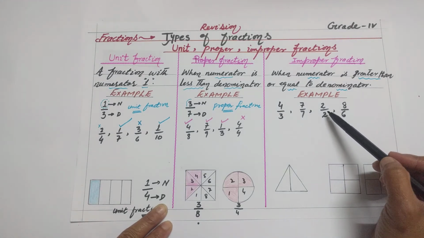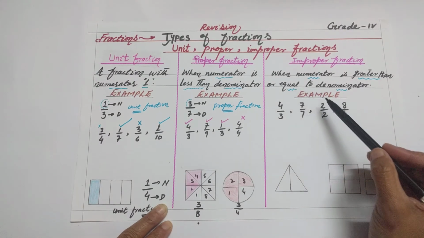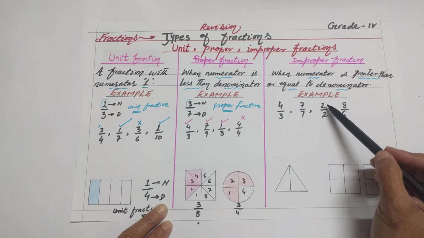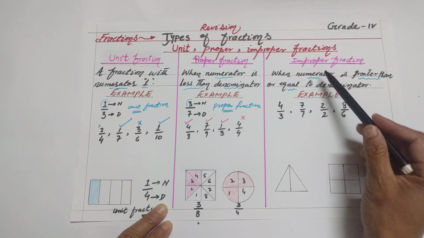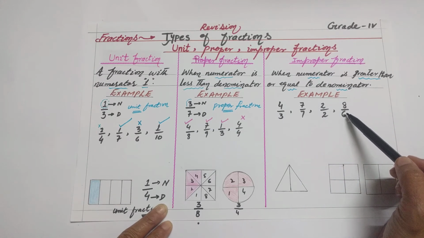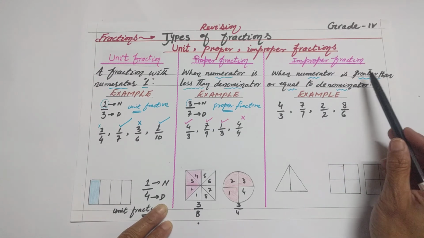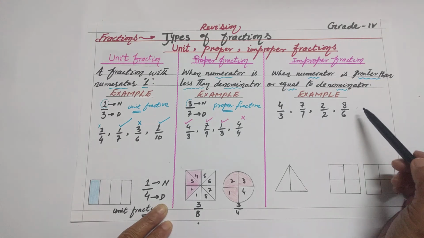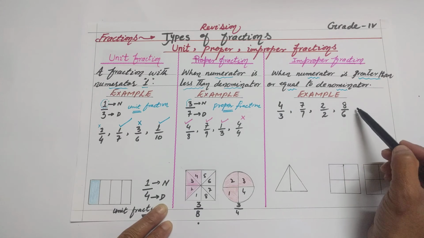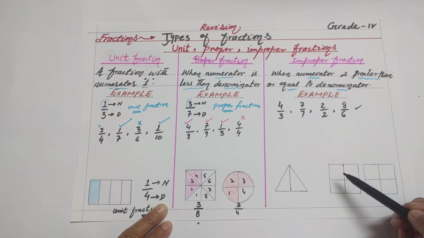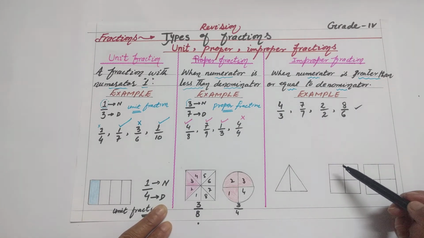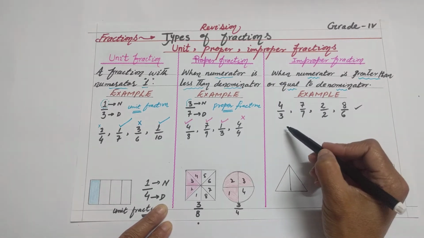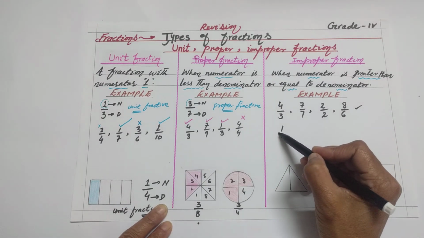In the third one, 2 by 2. 2 is equal to 2. So the condition of equal is over here. It means 2 by 2 represents an improper fraction. 8 by 6. 8 is greater than 6. It means 8 by 6 is also an improper fraction. So these all are improper fractions. Got it? Now I will write some examples and I will choose the improper fractions.